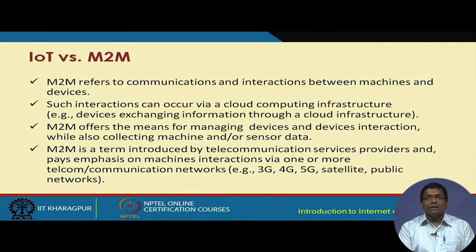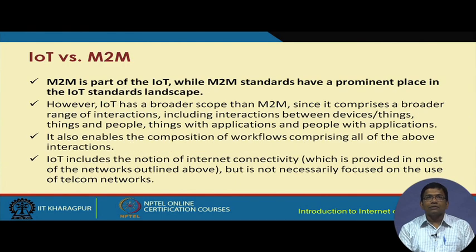So, IoT and M2M go almost hand in hand, but there is a distinction. M2M is just concerned about communication and interaction between two machines or two devices using technologies such as cloud, regular internet and so on. In the case of IoT, the scope is much bigger. So, in IoT we are talking about not only machine to machine communication, but different other things as well. M2M can be construed to be a part of IoT, while M2M standards have a prominent place in the IoT standard landscape. However, IoT has a broader scope than M2M. There can be interactions between not only machines and machines, things and things, but also things and people, things and applications, and people with applications.